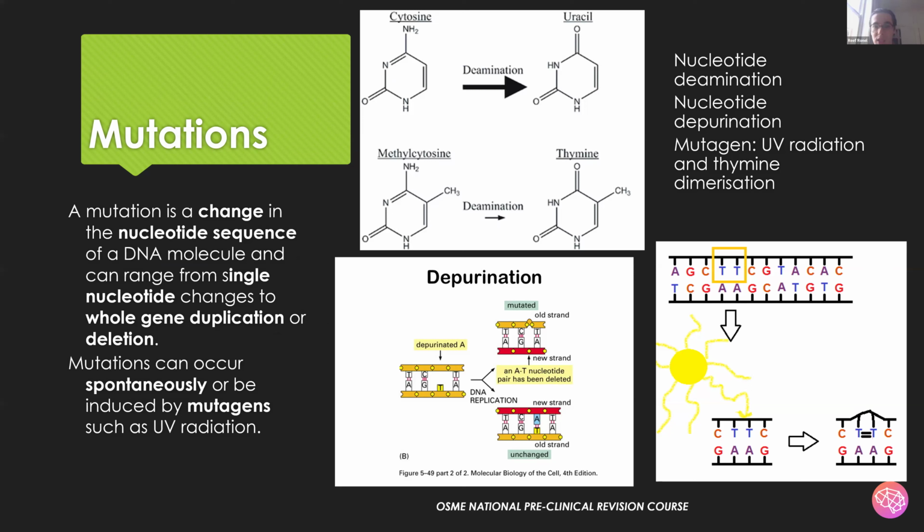So first of all, our spontaneous mutations. Our first one is deamination. So that is just the loss of the amine group in our nitrogenous base. And this occurs via a hydrolysis reaction in the aqueous environment of the nucleoplasm. So for example, if you look at the top, you can see the deamination of cytosine to uracil. And uracil is, of course, not normally present in DNA.